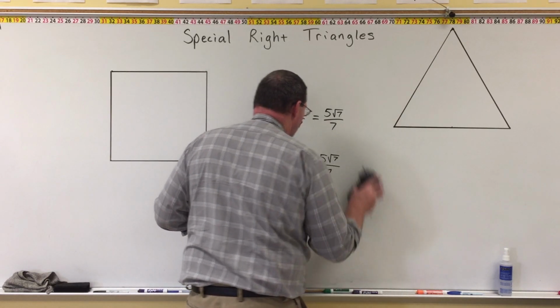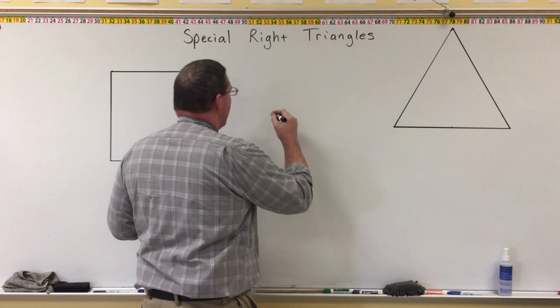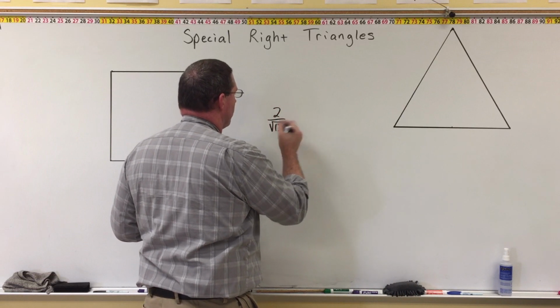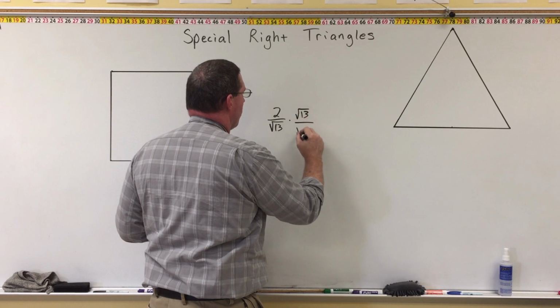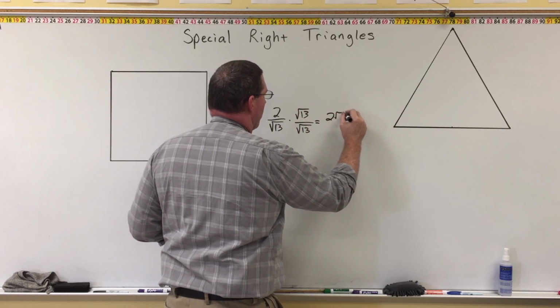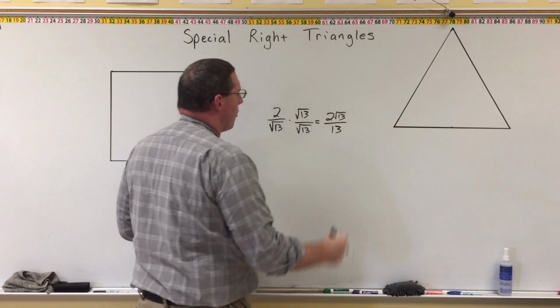Okay. Let's do one more of these, just so that you can get a feel for it. Let's say that we have 2 over the square root of 13. We would multiply that by the square root of 13 over the square root of 13. 2 times the square root of 13 is 2 square root of 13, over square root of 13 times square root of 13, which is 13. Now there is one more thing.